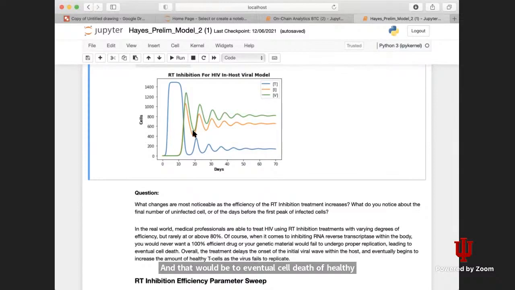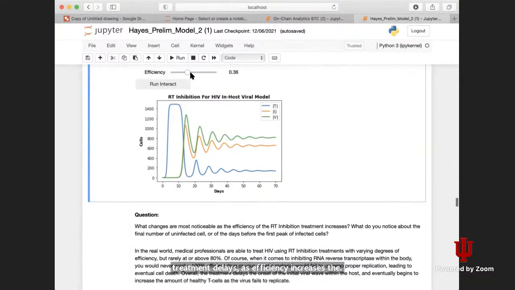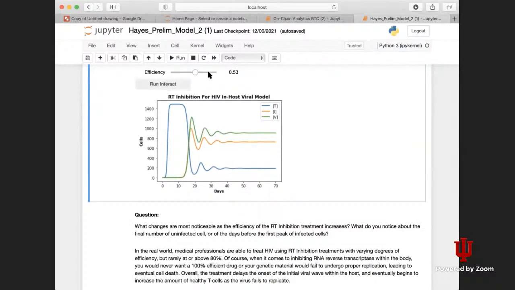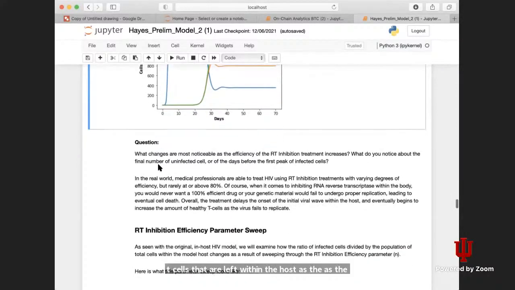And overall, the treatment delays. As efficiency increases, the treatment will then delay the onset of the initial wave of infected cells within the host. And it eventually begins to actually increase slowly the amount of healthy T cells that are left within the host as the virus eventually fails to replicate.